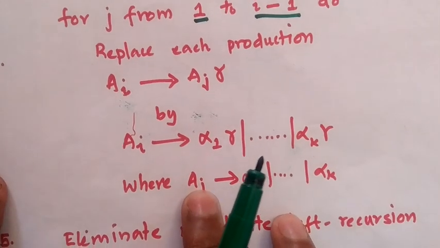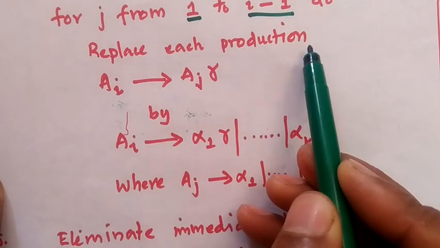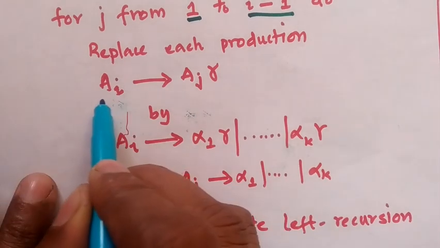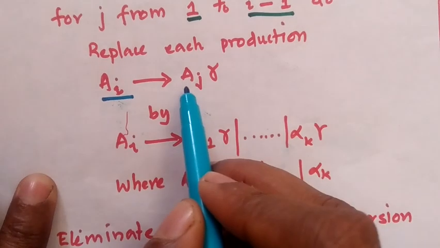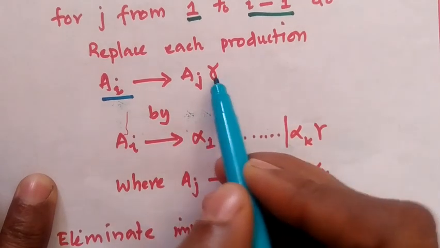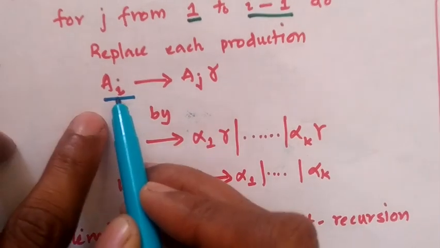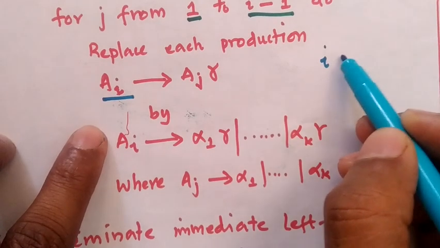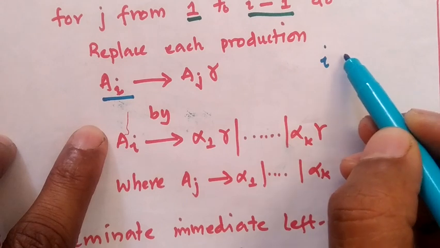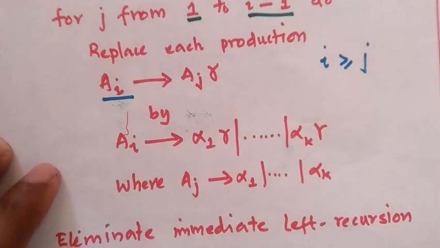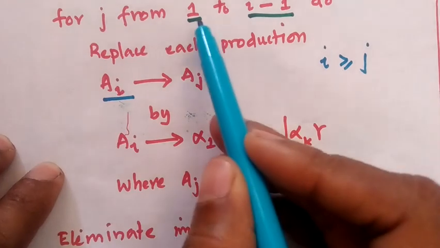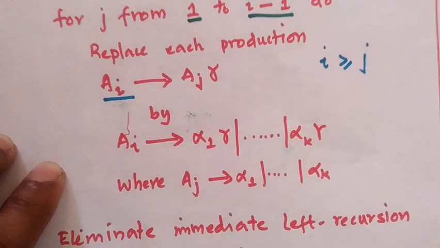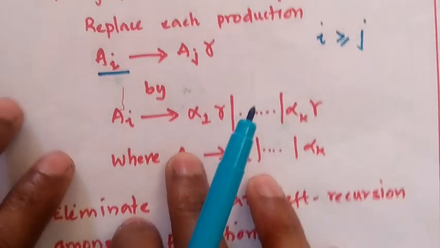So step 4 is replace each production of the form where Ai gives Aj gamma, where we know that i is always greater than or equal to j, because j value is ranging from 1 to i minus 1. So we can say that i is always greater than j. It's not equal, even equal will not come.